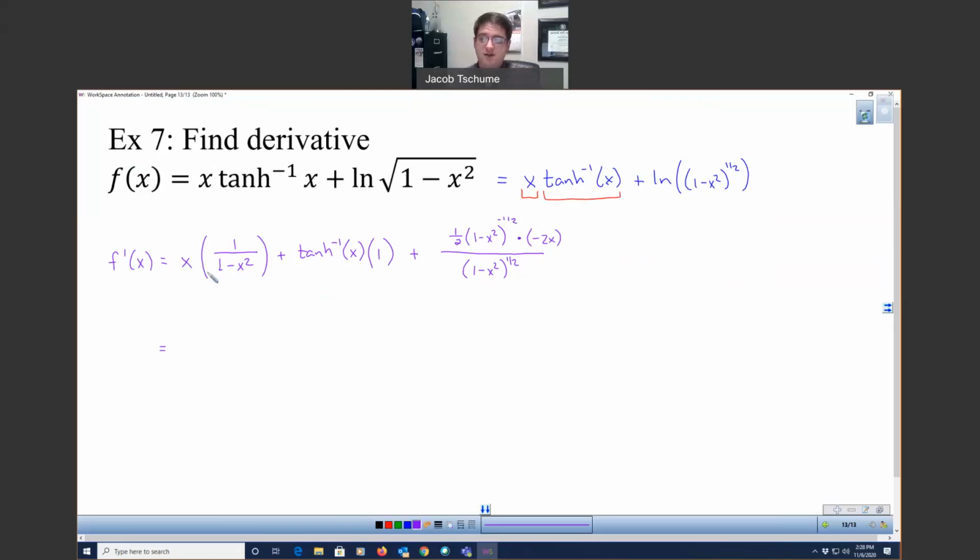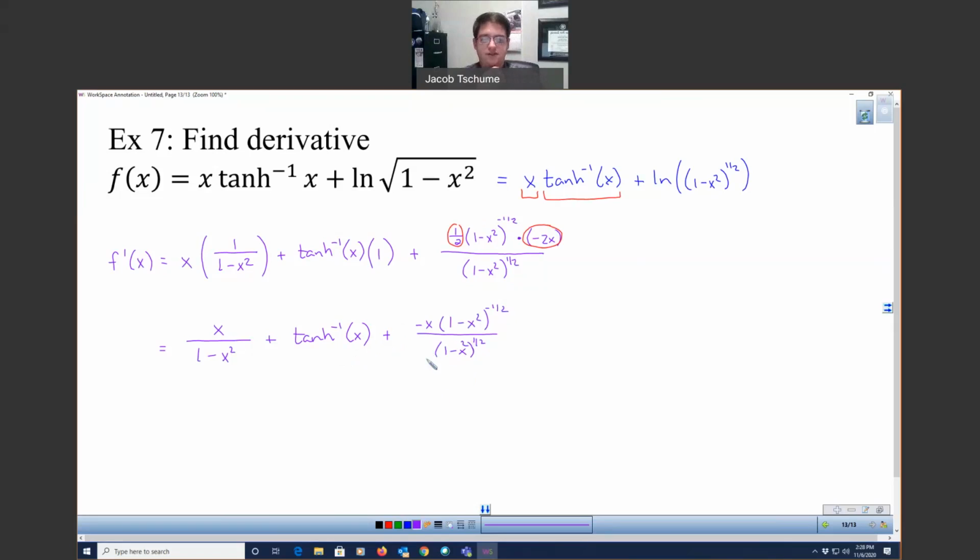So what I notice here is that if I multiply these first two terms together, that would be x over 1 minus x squared. Multiplying by 1 doesn't do anything, so this is just going to remain the inverse hyperbolic tangent. And here's where all the simplifying happens. This 1/2 times this negative 2x is going to let me write this as a plus negative x times 1 minus x squared to the negative 1/2 over 1 minus x squared to the positive 1/2.